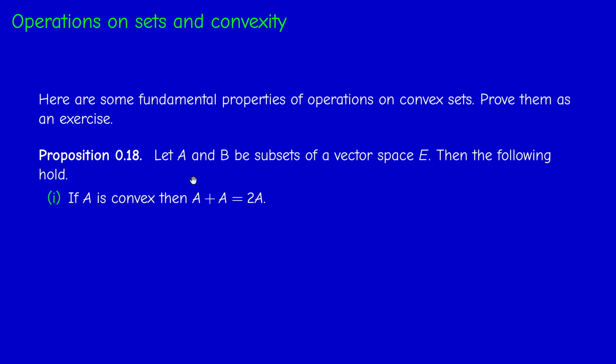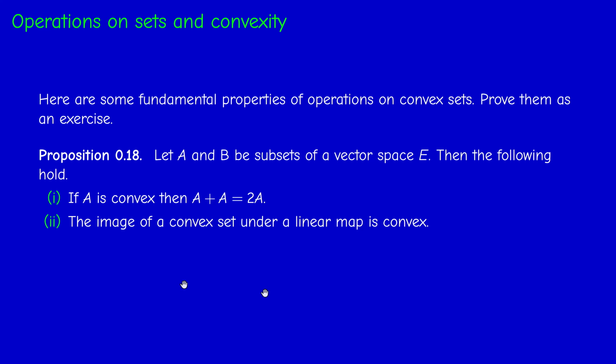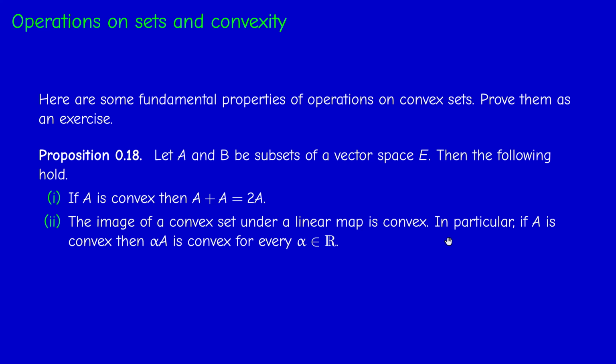Try to prove that; it's not difficult, it's straightforward. Actually, the converse is also true: if A plus A is 2A, then A is convex. But we shall not need this, and you can do it as a difficult exercise. It's also easy to see that the image of a convex set under a linear map is convex. So linearity conserves convexity. In particular, if I consider the homothety alpha x, then if A is convex, alpha A is convex as well. This should be clear geometrically.